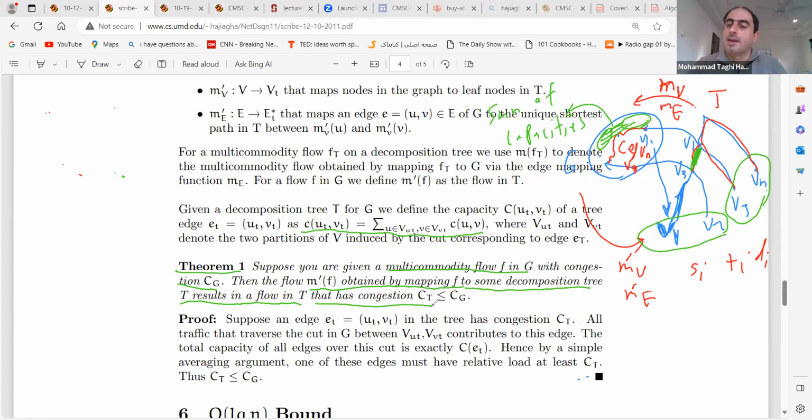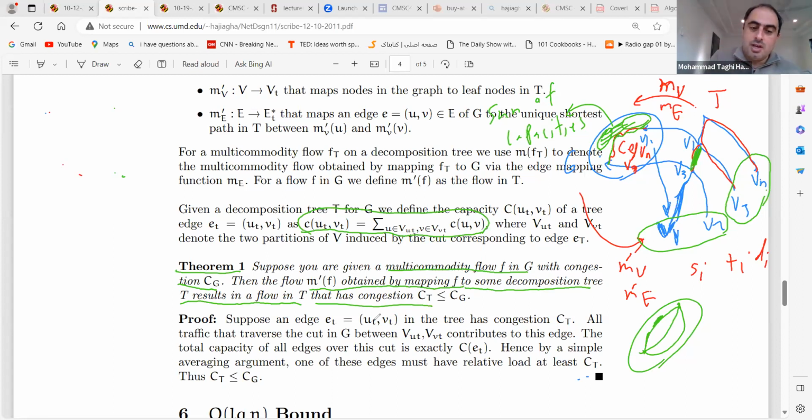So what's the meaning of that? It means that this is a multi-commodity flow that you have here. If you consider this flow, and again, you may send it here in G along multiple paths. That is totally fine. Of course, here in the tree, they will not do completely the same thing, because each edge will be mapped to a path in the tree. So any multi-commodity flow that you have in G, you have a corresponding one on T. And why would the congestion in T be less than or equal to Cg? Because of this definition of the capacities.